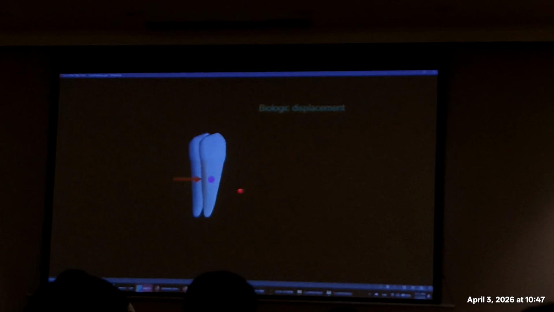Let's suppose force is applied at the center of resistance. It's going to translate. And my question is, where is the center of rotation? I said it is infinity. So why is it infinity?